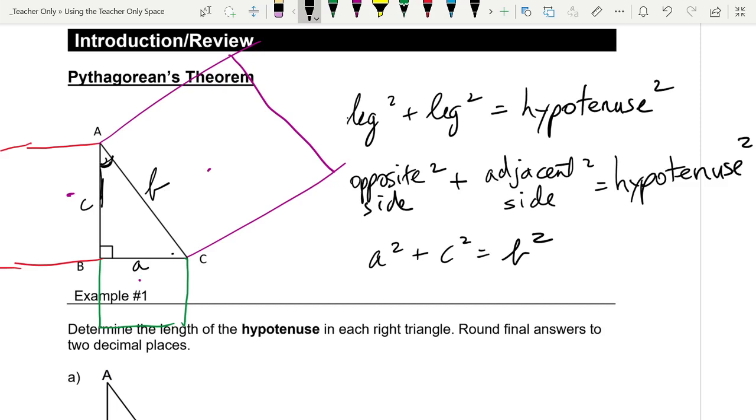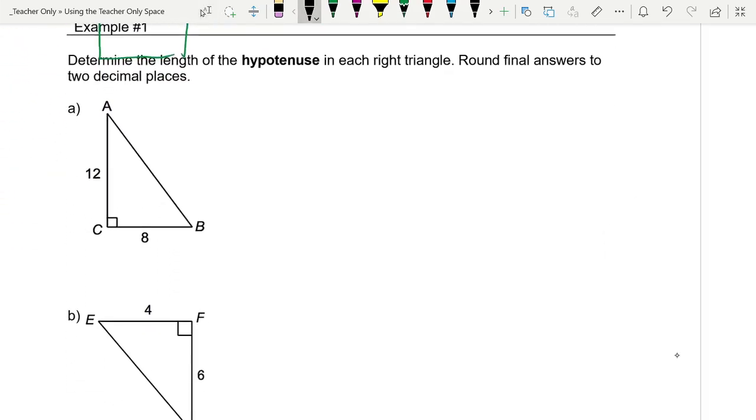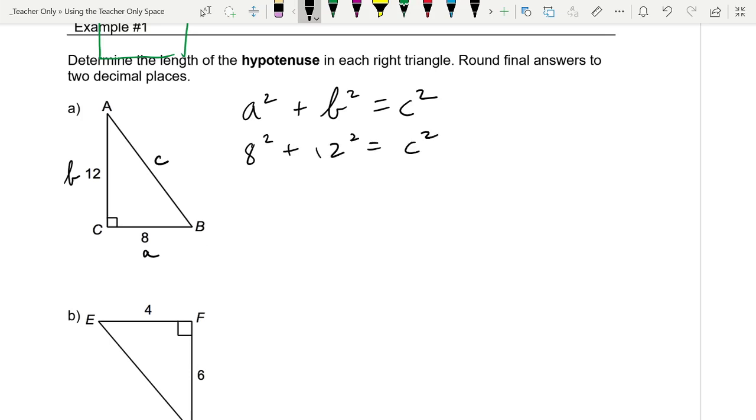So keep in mind that, okay, in this triangle, this is definitely going to be side C, this is going to be side A, and this is going to be side B. So in this triangle, leg squared plus leg squared equals hypotenuse squared. Now let's plug in our numbers. 8 squared, we'll actually do the long way, plus 12 squared equals c squared.